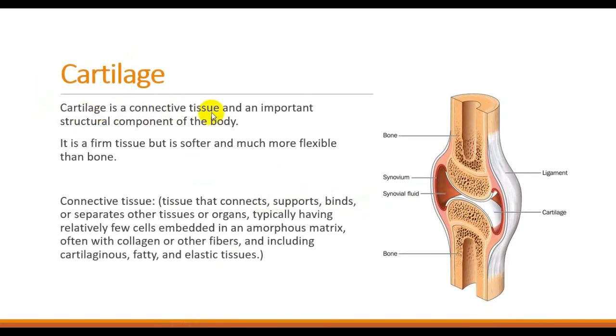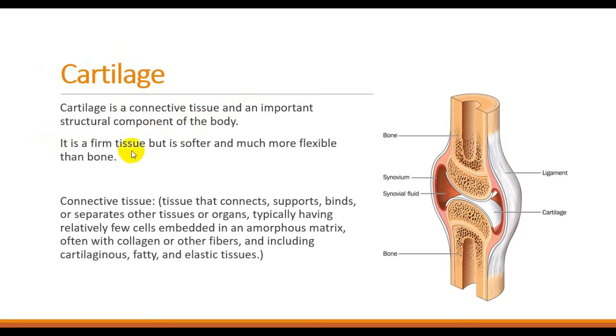Cartilage is a connective tissue. So what was connective tissue? Connective tissue is a kind of tissue which is connecting, supporting, bending and separating other tissues and organs. So these are supporting other organs and structures. That's why the cartilage is also one of the connective tissues, and it is so much important. It's an important structure in our body.